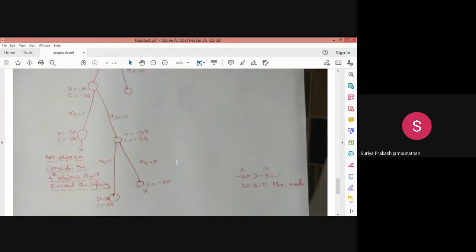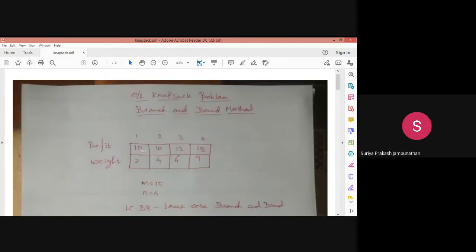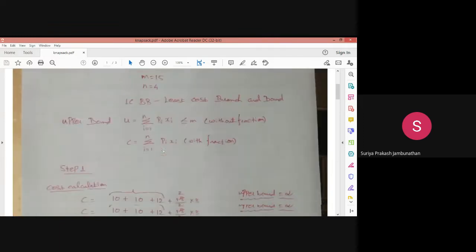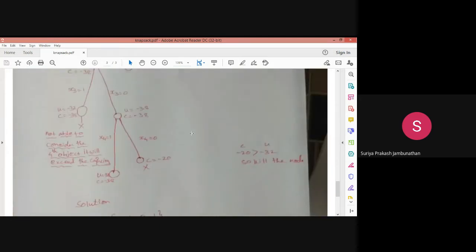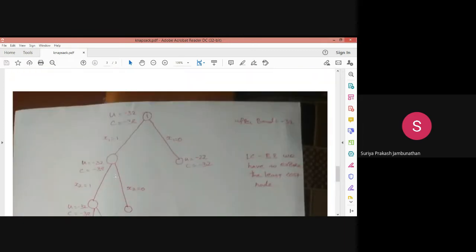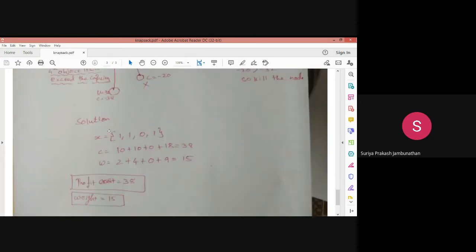So for the first and second objects, the profit of the first object is 10 and the profit of the second object is also 10. So we are putting the cost as 20. When the cost is minus 20, that is greater than the upper bound, so we have to kill the node. When the cost is greater than the upper bound, as per the rule, we have to kill the node, so we are not considering this particular node. So the final solution we are getting is: we are considering object 1, we are considering object 2, object 3 we are not considering, object 4 we are considering. That is the answer. So 1101 is the answer.